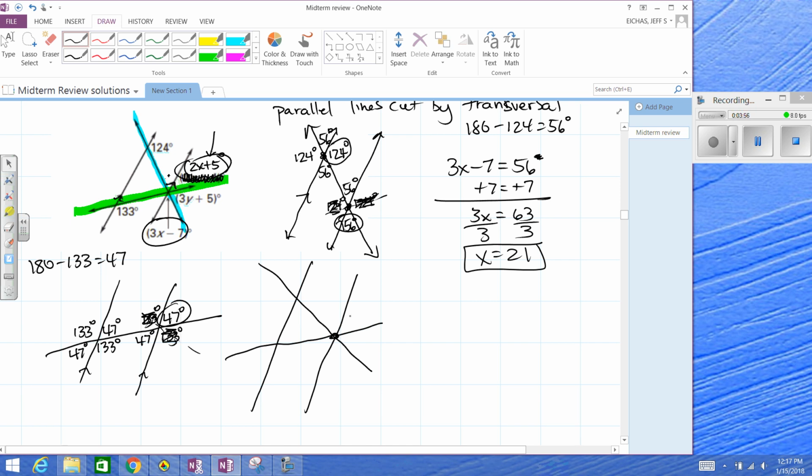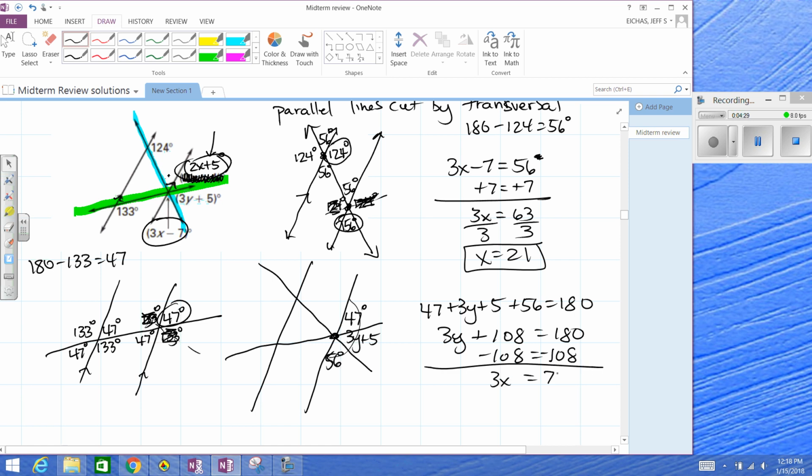What we know is that this one's 47, this one's 56, and then this one's 3y plus 5. One last concept is we have a straight angle all the way from here to here, which means those are going to add up to 180. So we're going to get 3y plus 108 equals 180. Then subtract 108 from both sides. 3y equals 72. Divide by 3, and we should get y. I apologize, going too fast here.